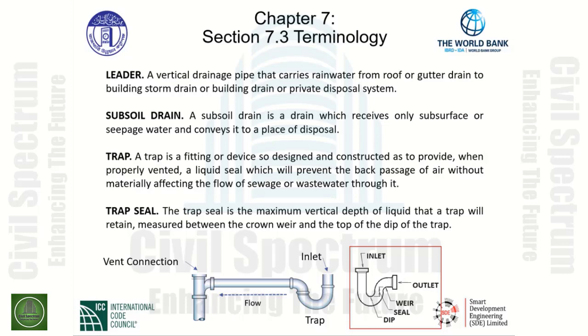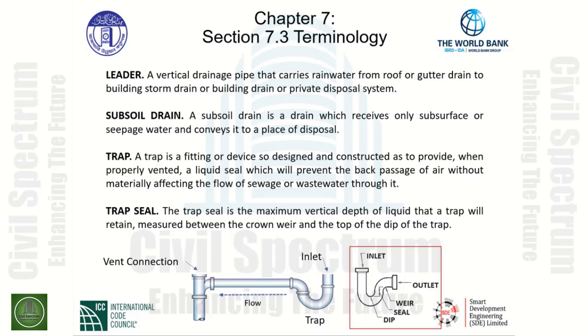Trap. A trap is a fitting or device so designed and constructed as to provide, when properly vented, a liquid seal which will prevent the back passage of air without materially affecting the flow of sewage or wastewater through it. The trap seal is the maximum vertical depth of liquid that a trap will retain, measured between the crown weir and the top of the dip of the trap.